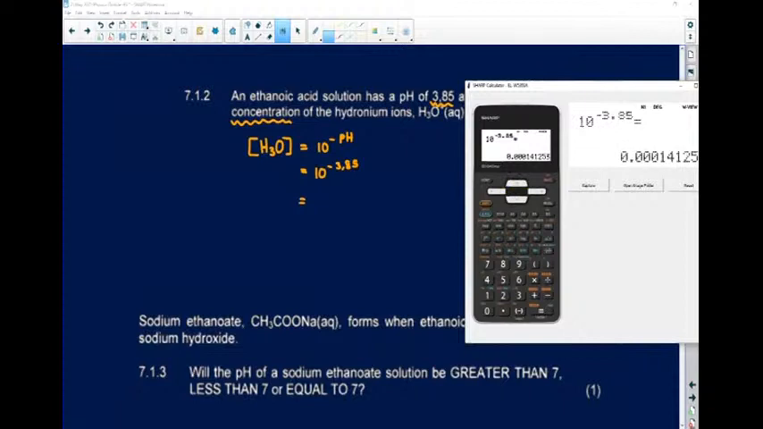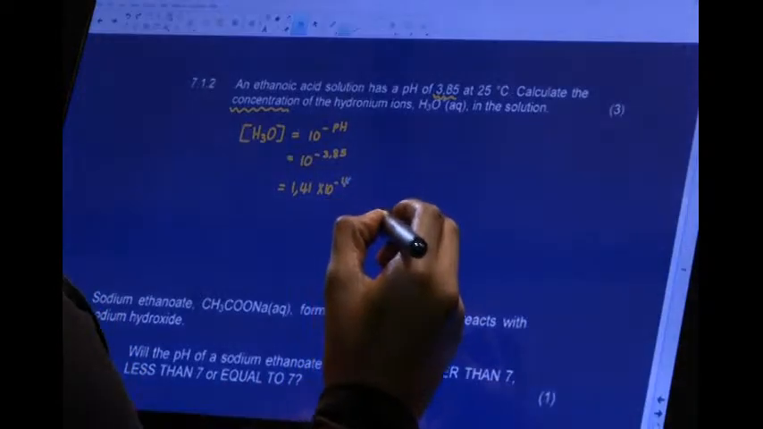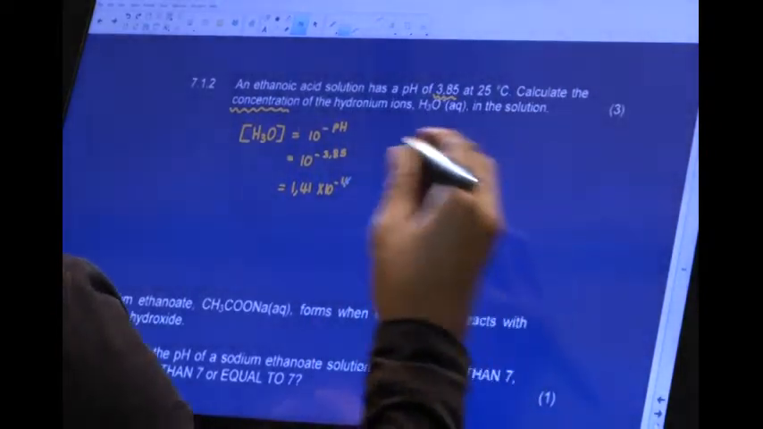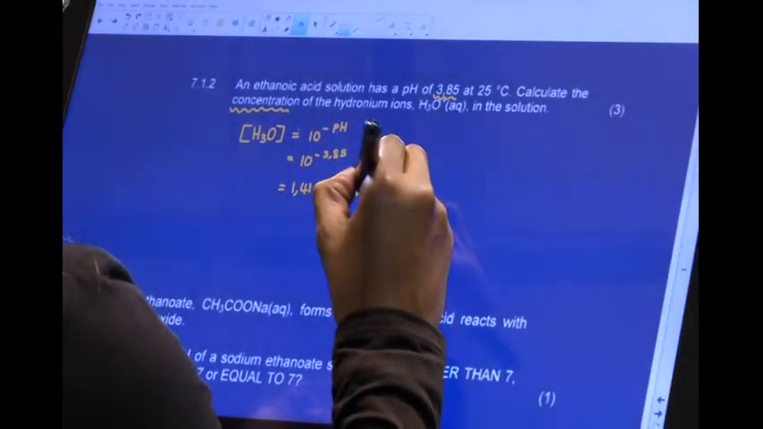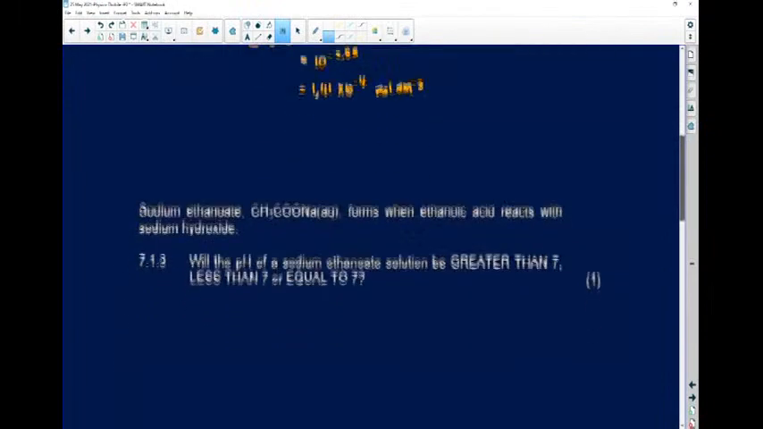And therefore, this is what I get. So I'm just going to move my comma, 1, 2, 3, 4. So I'm going to get 1.41 times 10 to the negative 4. And there we are. We found the concentration, and concentration is mol per dm3.